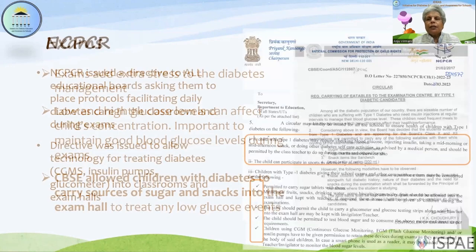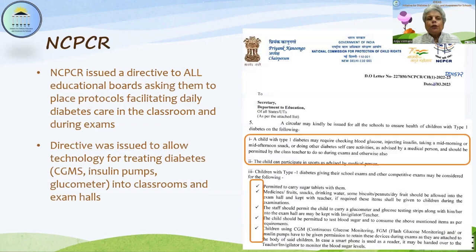But then technology has taken a large part in diabetes. So in 2023, NCPCR issued a directive to all educational boards asking them to place protocols facilitating daily diabetes care in the classroom as well as during exams. And to allow technology for treating diabetes, including CGMS and the insulin pump or even the humble glucometer, into the classroom and into the exam hall.